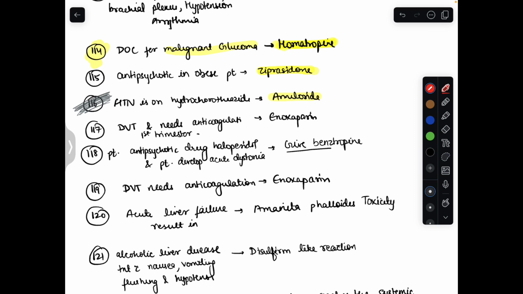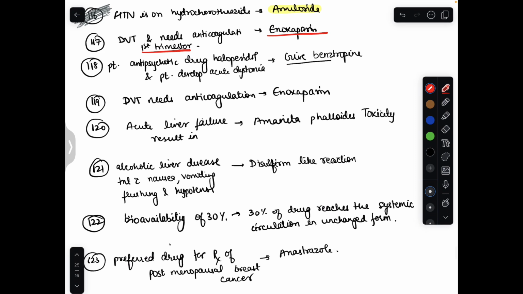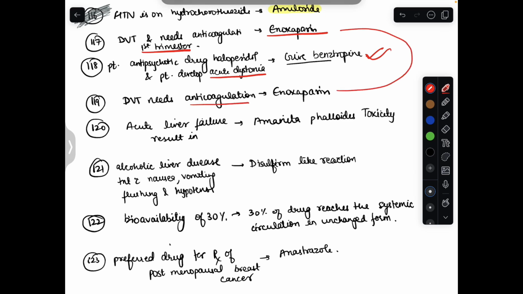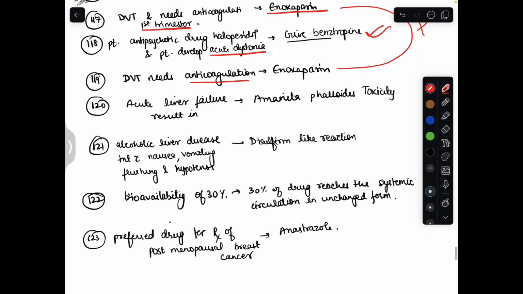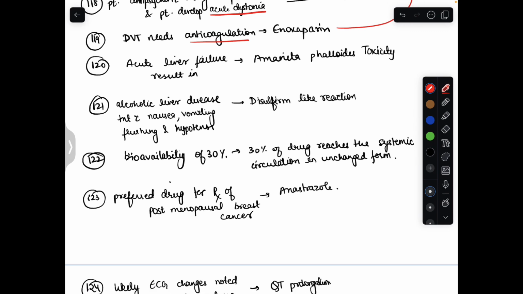Okay. Now the next question is DVT in the first trimester, needs anticoagulant for deep vein thrombosis, and during the first trimester the anticoagulant is enoxaparin. Now for 118, the patient is on antipsychotic drug haloperidol and develops acute dystonia. For this the correct answer is we have to give benztropine. I framed this question 2 times, so please forget about it.